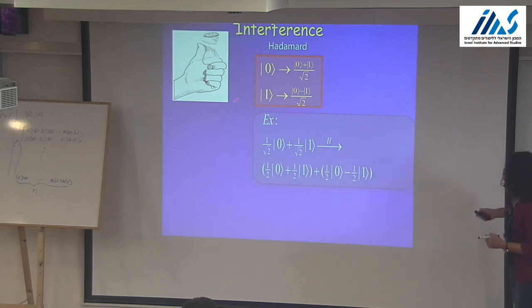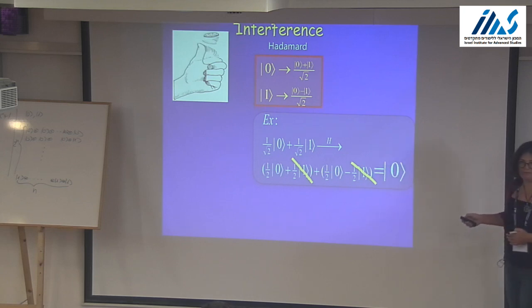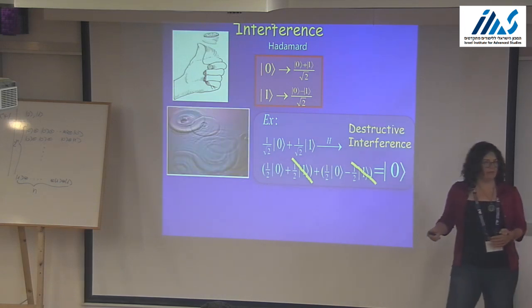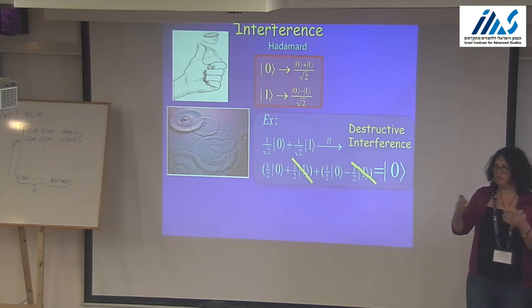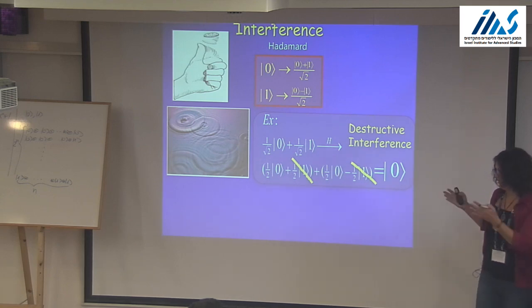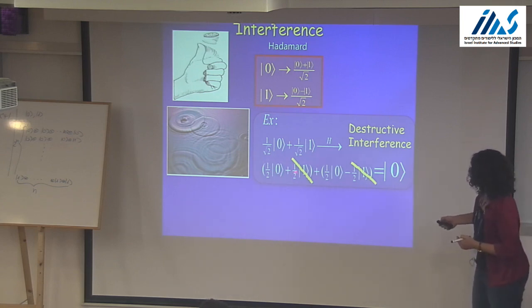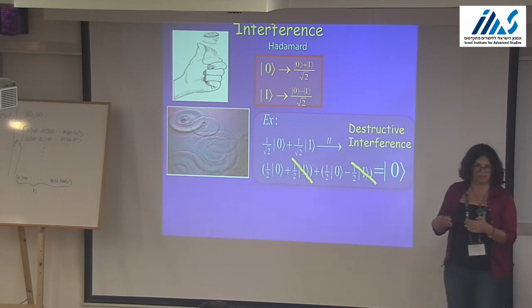So H on 0 gives you 0 plus 1 over square root of 2. And applying H again, by linearity, 0 goes to 0 plus 1, 1 goes to 0 minus 1, and the 1 and minus 1 cancel. And therefore we get deterministic 0. Okay? And this is what we call destructive interference. The cancellation of the weights, which could be positive and negative on the same thing, so 0 contributed to 1 weight a half, but 1 contributed minus half, and they canceled.